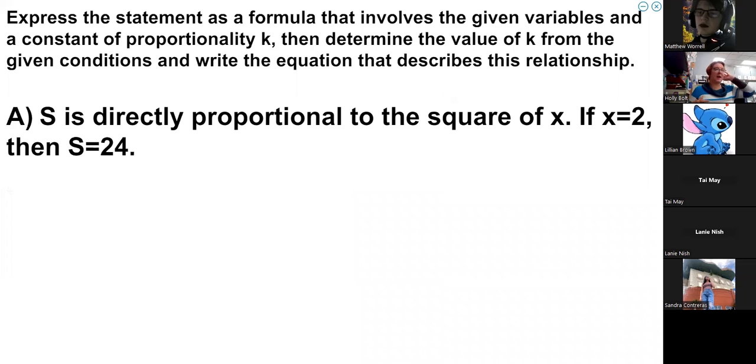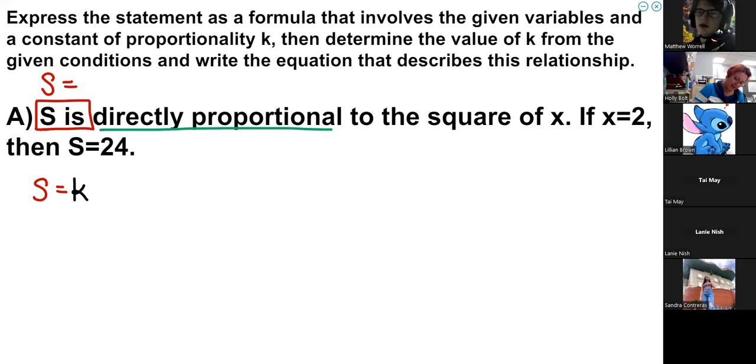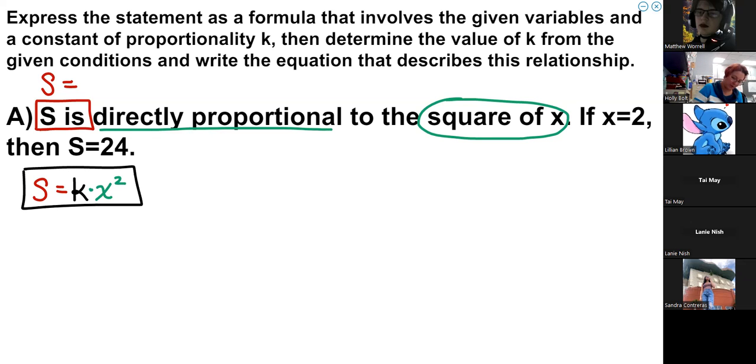All right. So when we're talking about variation, anytime they tell me this first piece, S is, Y is, Z is, that's my equal sign there. So S equals directly proportional means I am going to multiply, or it does not need to be on the bottom of a fraction here. I also need to remember my constant of variation, which is K. So S equals K, then directly proportional to the square of X. So this gets multiplied by X squared. This is the first piece right here that your homework asks for.